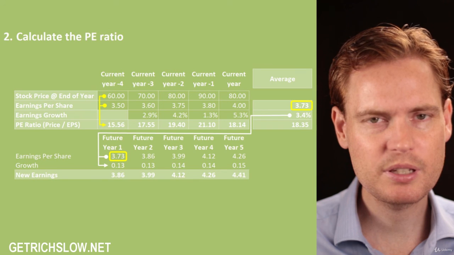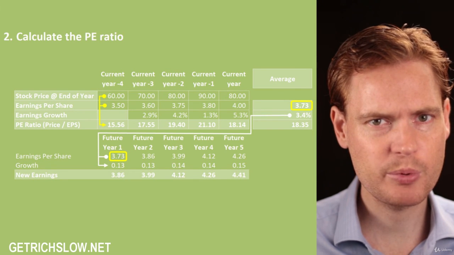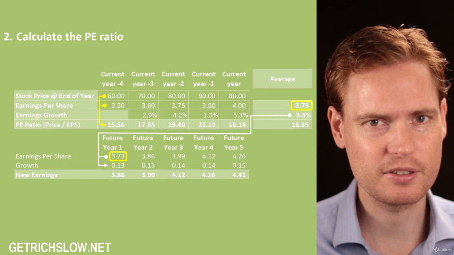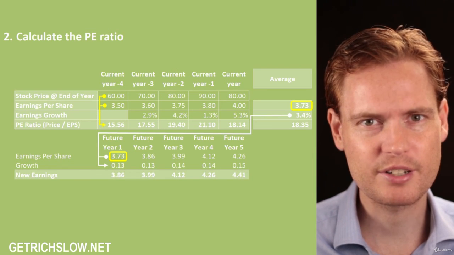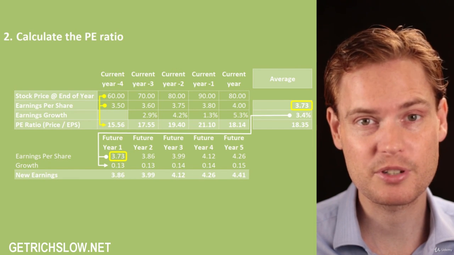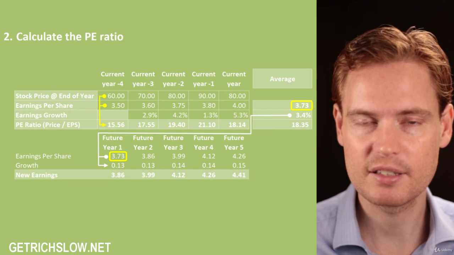To calculate the PE ratio, you need 2 inputs. 1. The earnings per share per year, and 2. The stock price when those earnings were reported. To calculate the PE ratio, you simply divide the stock price by the corresponding earnings per share. We then calculate the average PE over the last 5 years.